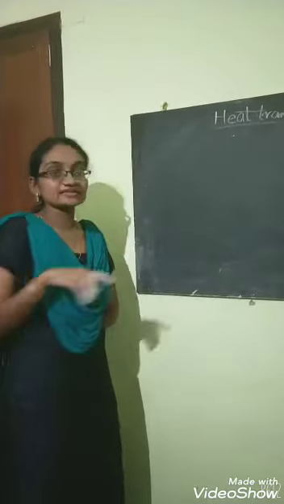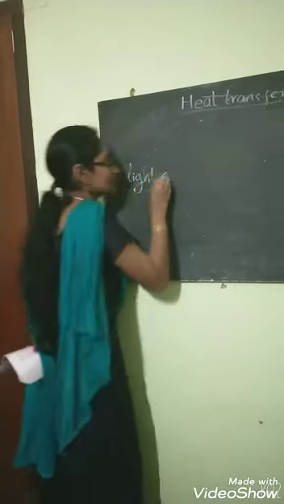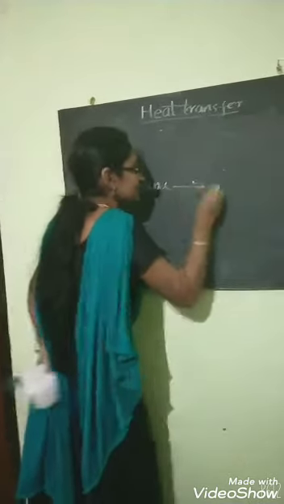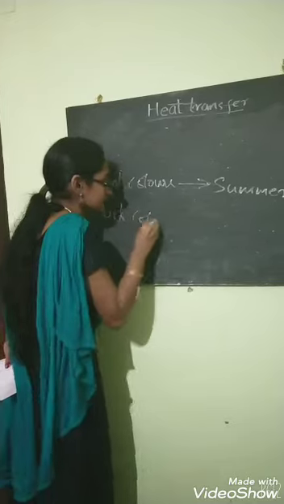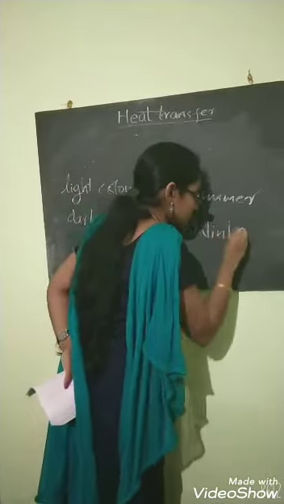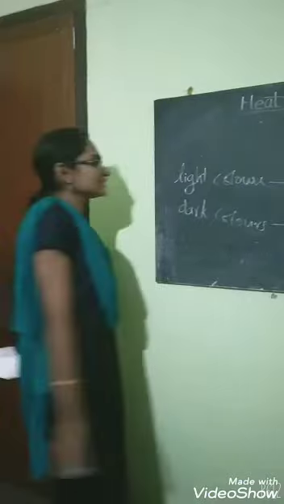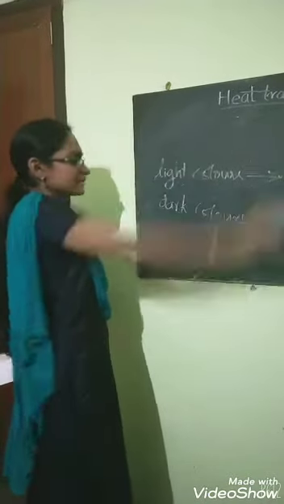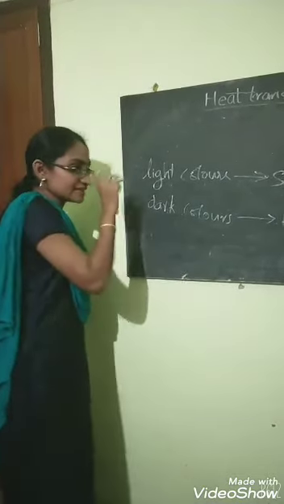You have all heard that you should use light colors in summer and dark colors in winter. Then what is the reason? Is there any relation between color and temperature? Yes, definitely there is a reason, and we just have to find it by doing a simple experiment.